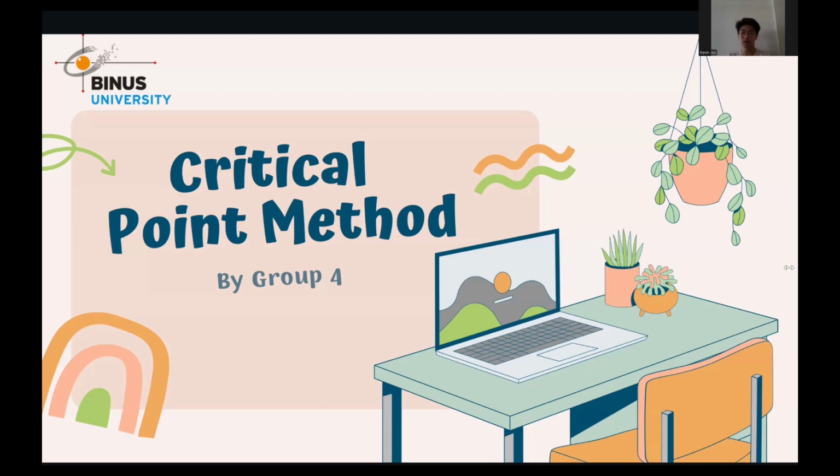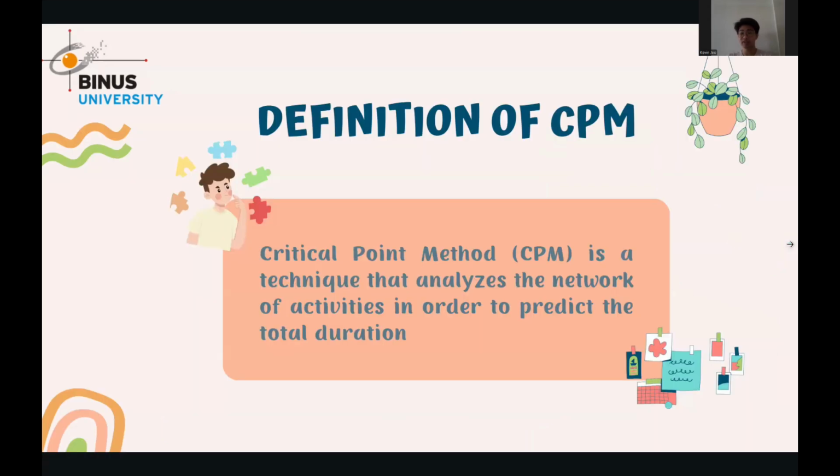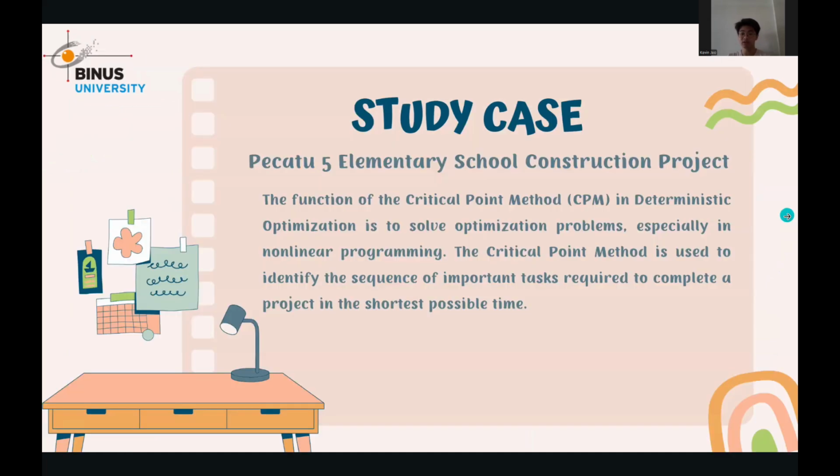So, hello everyone. Today, me and my team will present about the critical path method and how we apply it to real life by taking a case study. So, what is the definition of CPM? The critical path method is a technique that analyzes the network of activities in order to predict the total duration. The case study that we will be taking is the Pecatu 5 Elementary School Construction Project.